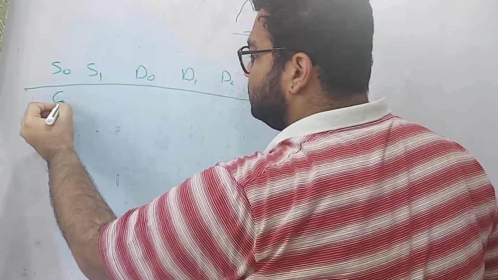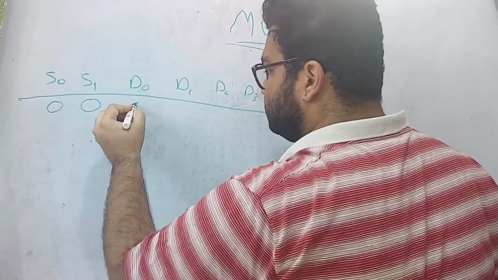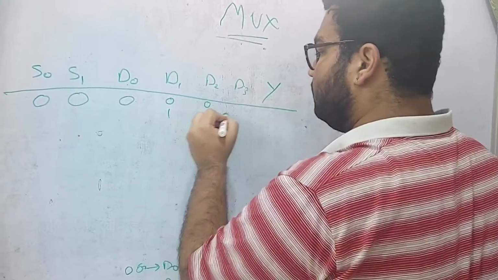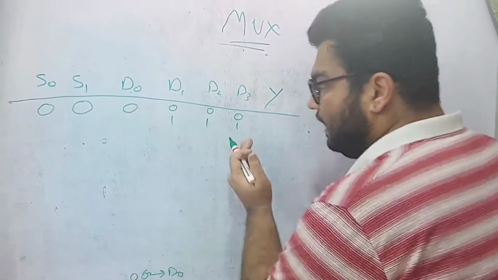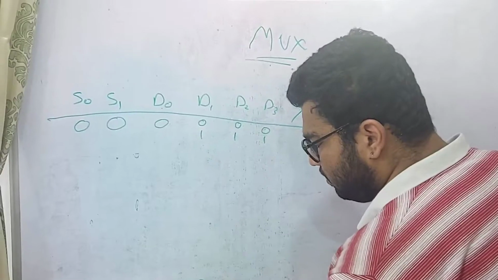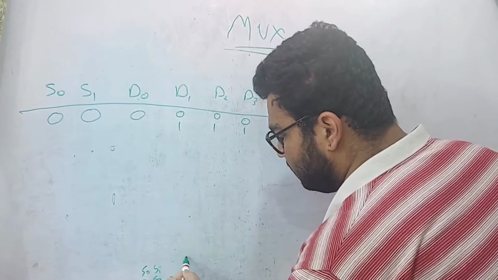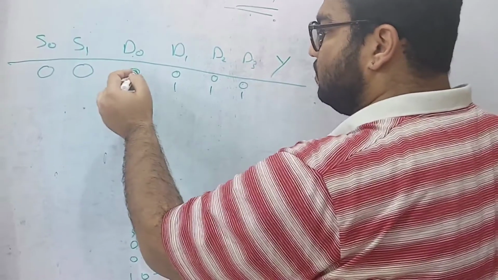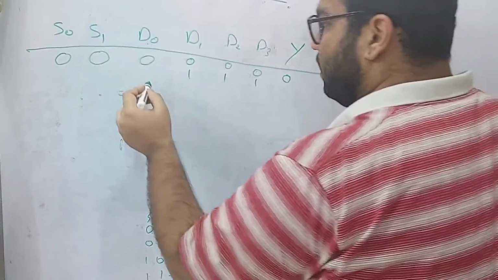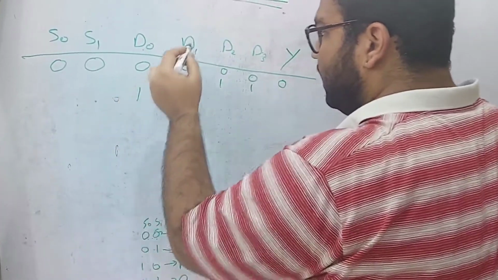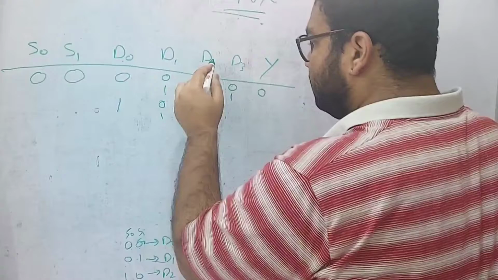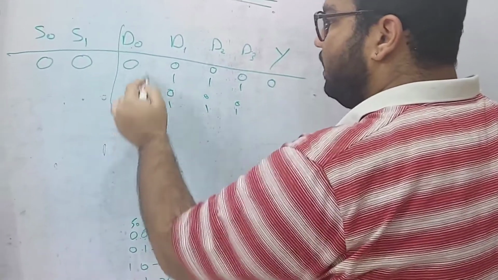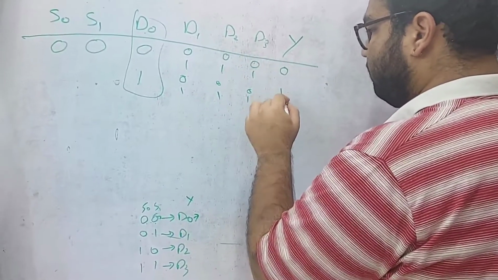So when S0 and S1 are 0, 0 and D0 is 0, D1 is 0 or 1, D2 is 0 or 1, D3 is 0 or 1, in any case, from the rule, we know the output would be the value of D0. So D0 value is 0 and hence here 0. And when D0 is 1, whether D1, D2, D3 are 0 or 1, we don't care. We just want the D0 value here. Hence, the output would be 1.